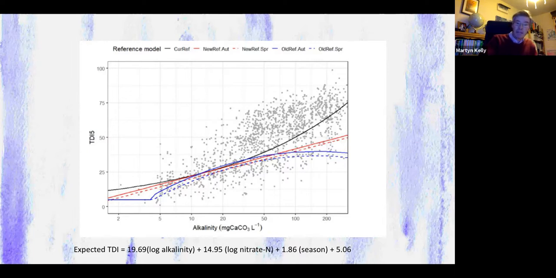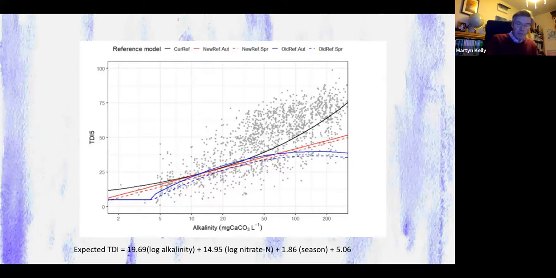We developed that as a group of us now working. Steve Juggins has played a key role in statistics over the years. We're now working with Jeff Phillips and Nigel Wilby in the UK as well. So once again, we tried different non-pressure predictors. Alkalinity came out as the only one, apart from season, that had a significant effect.